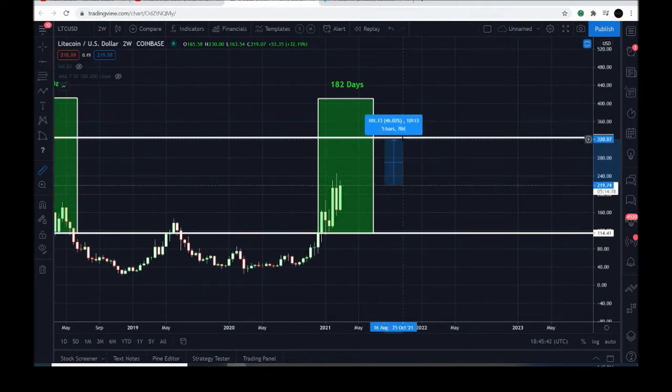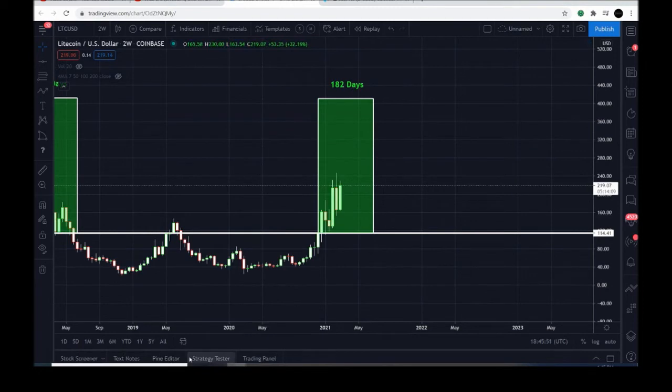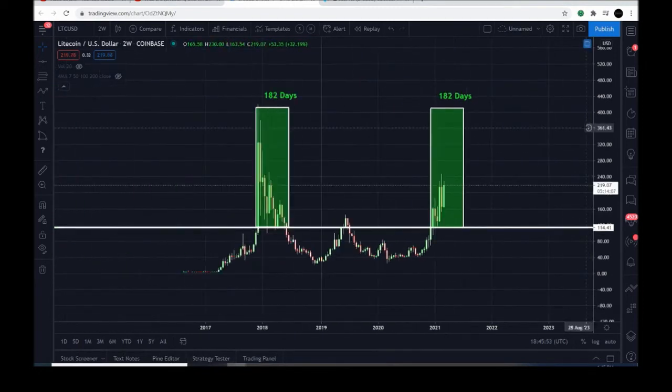It's about 46% to the upside. Now, I'm not saying that's the maximum potential. Again, that's just a conservative price target. I do have a $400 price target on Litecoin. I'm just not sure if it's going to test or obliterate that level.